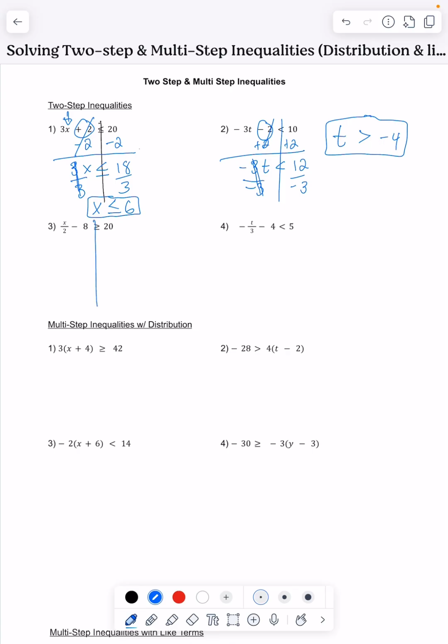Next one, we have x over 2 minus 8. The inverse of minus 8 is plus 8. So we get x over 2 is greater than or equal to 28 here, because 20 plus 8 is 28. x is being divided by 2, right? So the inverse is to multiply both sides by 2. And we get x, the only thing left, is greater than or equal to, because I did not multiply by a negative in this case, so the symbol stays the same. And 28 times 2 gives us 56.